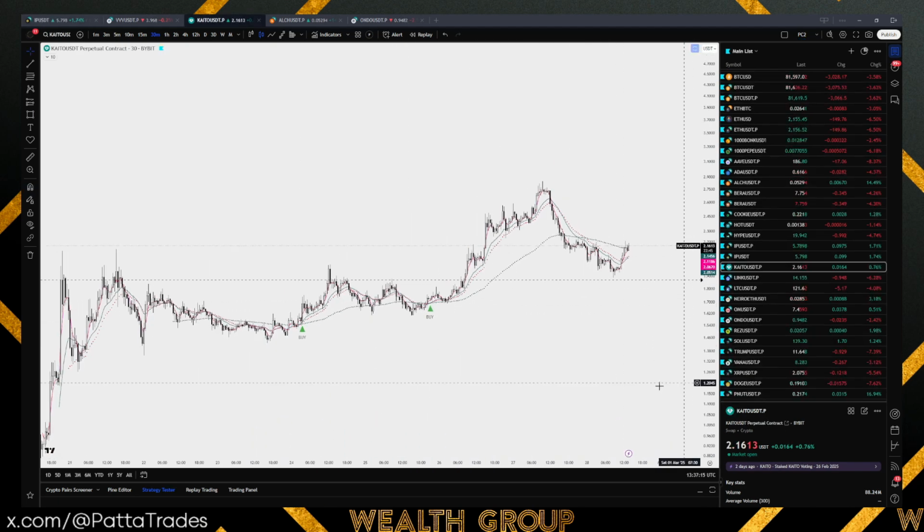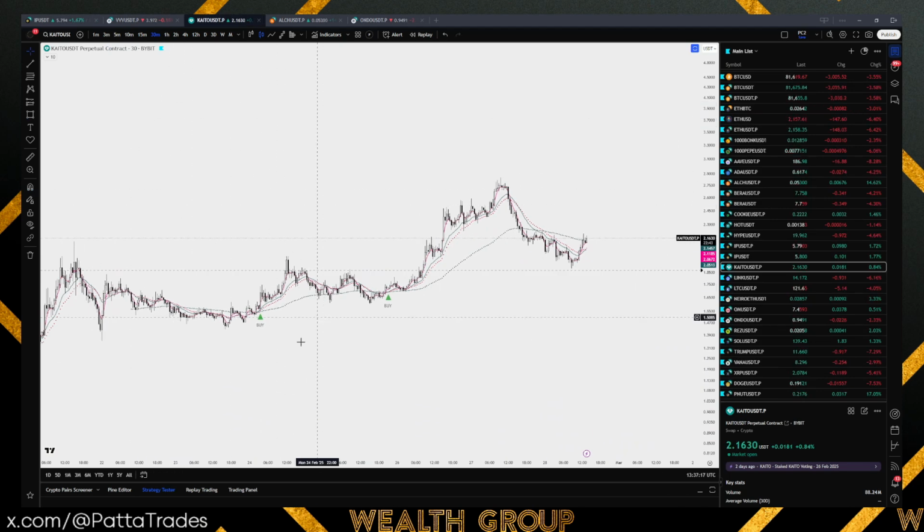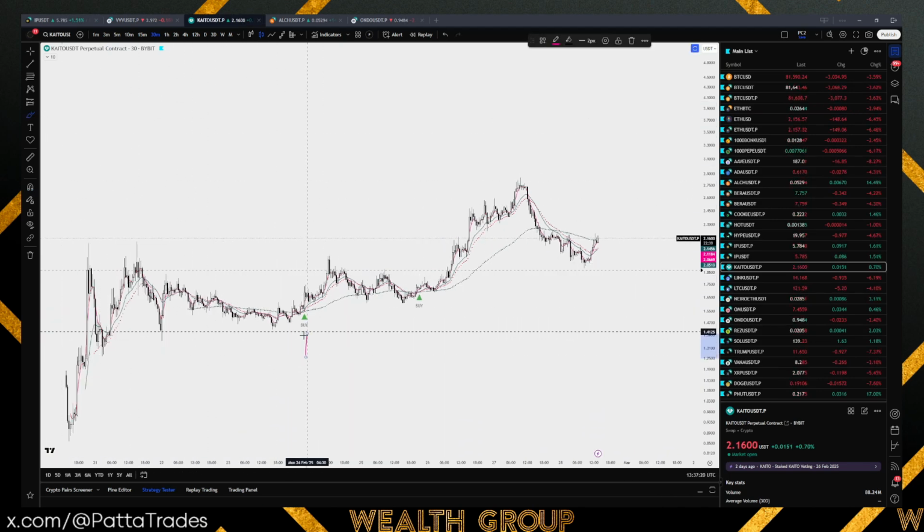Going on to Kaito, similar thing. Buy signal was given, price traded up, had a bit of a cool off, lost the setup again, had a bit of a deviation, buy signal again here, ended up continuing back up again.